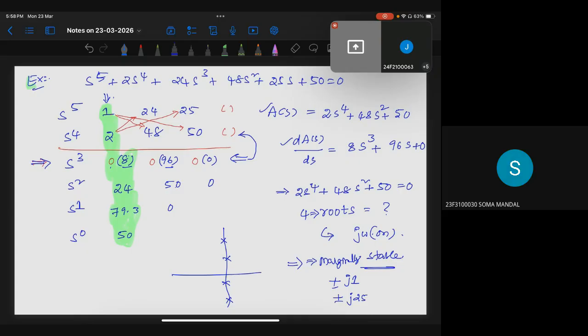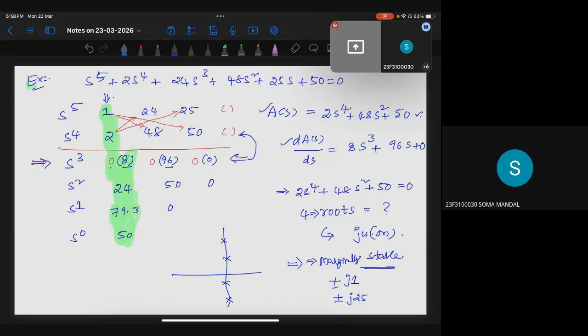Sir, if we get the same complex conjugate roots repeatedly on the imaginary axis? The roots will be repeated, obviously, because we have even powers here.